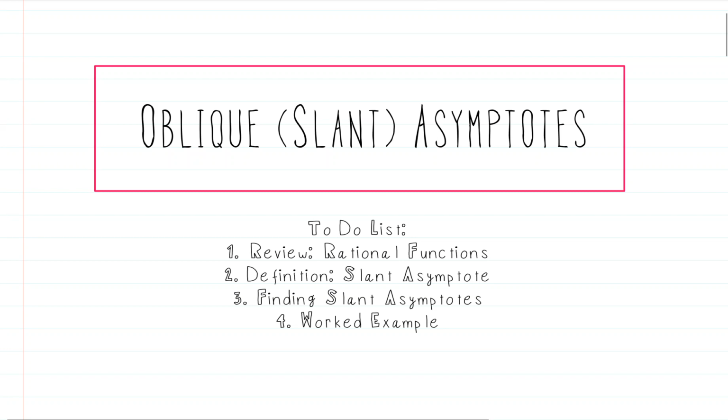Today we're talking about oblique asymptotes. They're also called slant asymptotes, and I'll refer to them as slant asymptotes most often. The to-do list today: first we'll review rational functions quickly because that's where you find slant asymptotes. Then we will talk about the definition of a slant asymptote. Then we will discuss how to find them if you're given a problem, and then we'll actually do a work problem. I'll also put the timestamps for these in the video description in case you want to skip ahead.